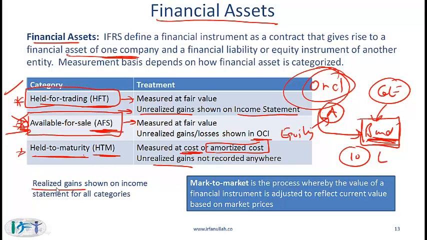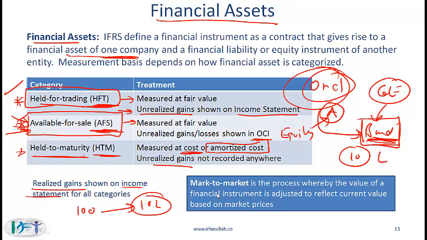You might already know this, but just to emphasize an important point, when you purchase an asset, say for 100, and the value goes up to 102, and you still have the asset, this increase of 2 is called an unrealized gain. If you actually sell the asset for 102, then the gain of 2 is realized. And realized gains, no matter what the category, are going to be shown on the income statement. Unrealized gains are shown on the income statement only if the instrument is categorized as held for trading.